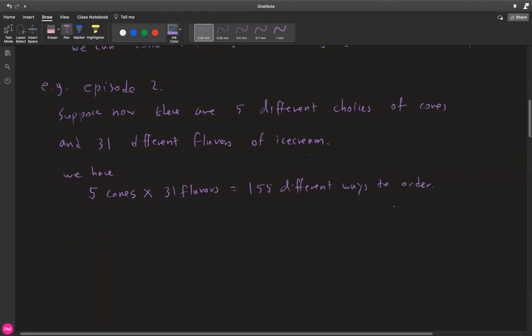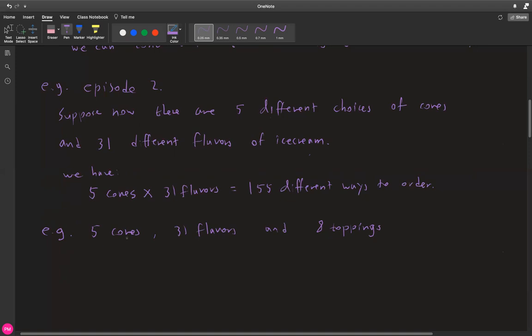Now actually add in one more scenario. I'm going to keep the same scenario as a second. So let's say now we have 5 cones and 31 flavors. And now you have 8 more toppings. So we added another dimension in there.